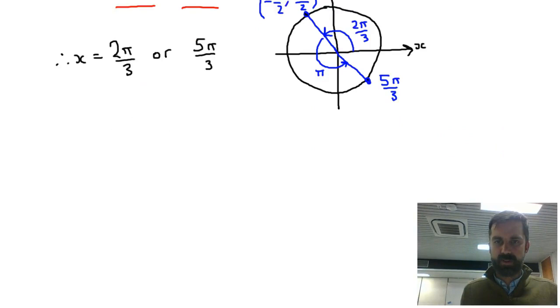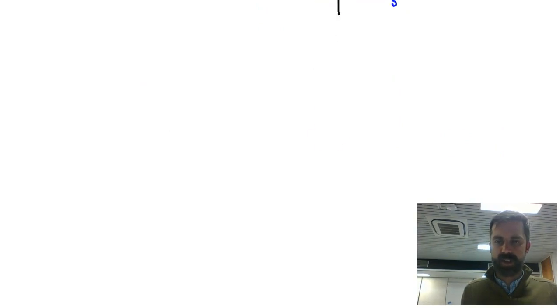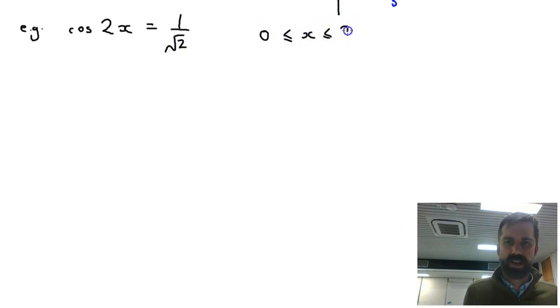Okay, let's do another example, and we're going to ratchet up the difficulty a little bit here. Okay, I'm going to throw us a curveball. We've done a sine and a tangent. Let's do a cosine, but I'm going to make it cosine of 2x equals 1 on √2. And again, x is between 0 and 2 pi. So this is a little bit harder.